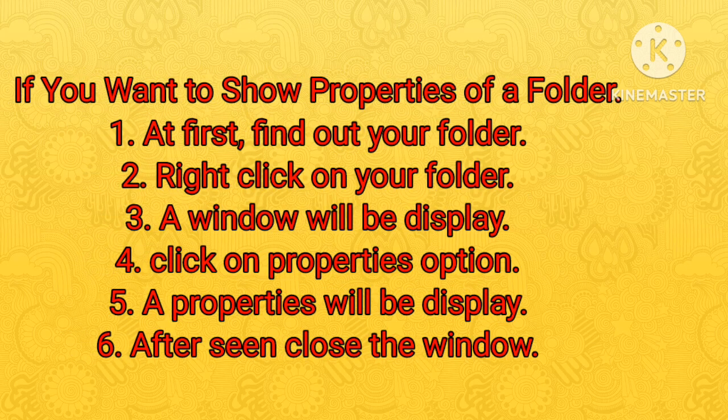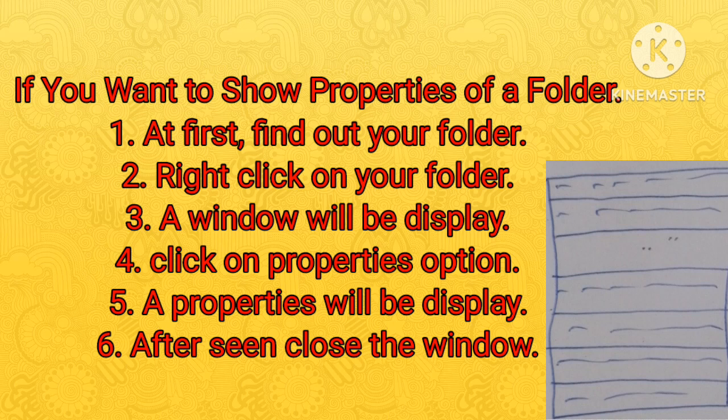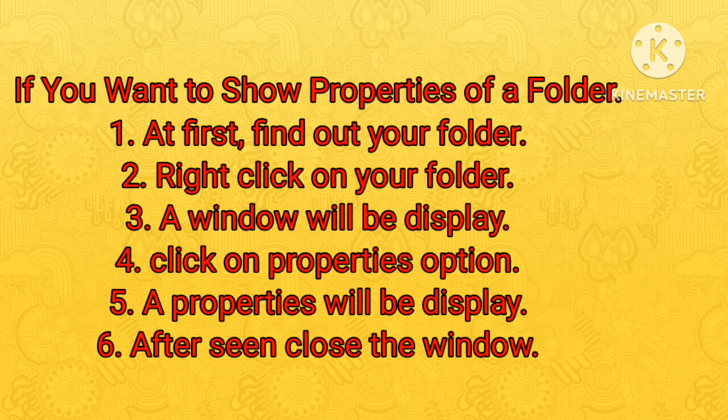If you want to show properties of a folder, at first find out your folder. Right click on your folder. A window will be displayed. Click on Properties option. A properties window will be displayed. After seeing, close the window.